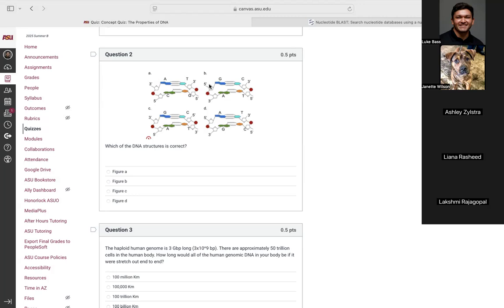So the fifth carbon should always be 5 prime? Yes, because that's what five prime and three prime mean. It just means what carbon is facing out from that strand. That's right, I did know that. Okay, perfect. Thank you. Yeah, of course.